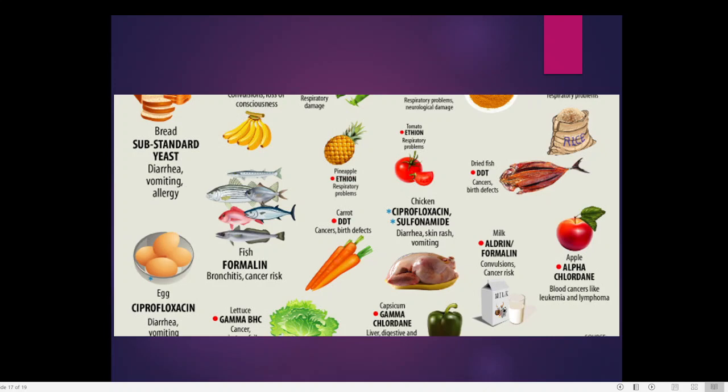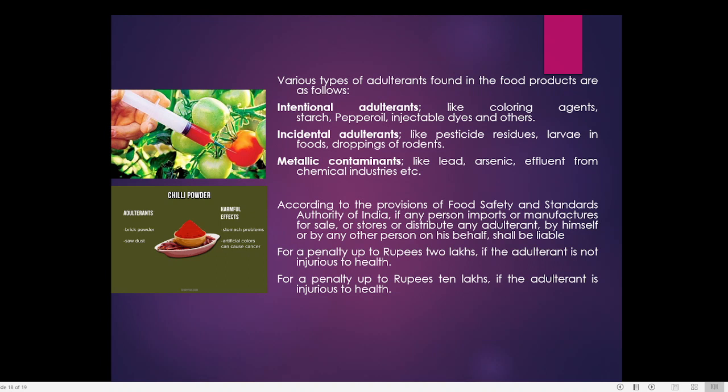In the case of fish also, people use formalin. Bronchitis can happen, and cancer can develop. Then egg also has the same antibiotic, ciprofloxacin. One advantage is that the early spoilage of egg can be prevented. That is why people are adding a bacteria-killing antibiotic. But the problem for human beings is that it can lead to diarrhea and vomiting. Then lettuce, gamma BHC can be added. So a lot of biochemicals are used by people, especially greedy people, to make extra profit by selling spoiled food.